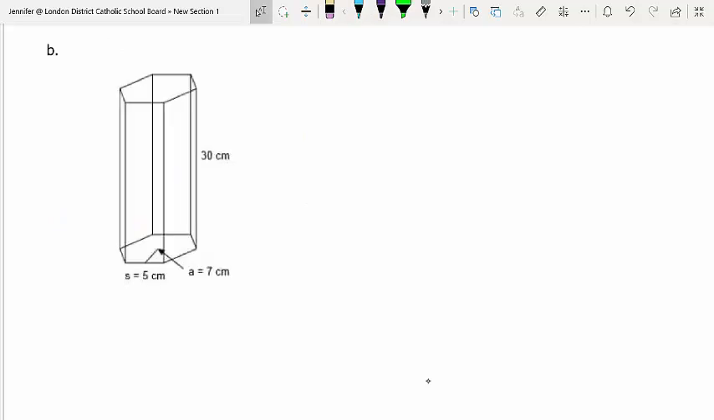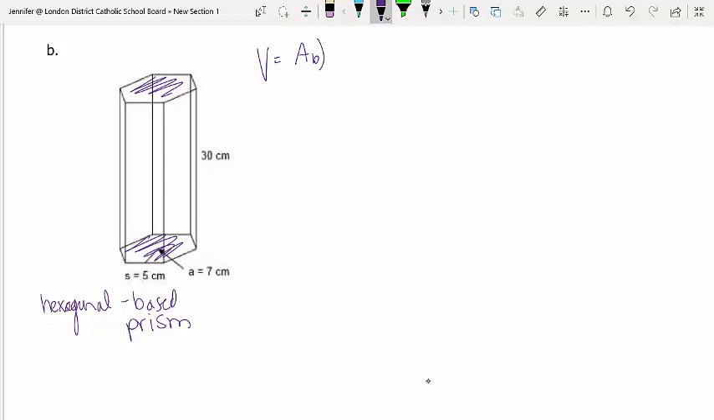All right, let's identify the base shape here. So what set of shapes are parallel and opposite to each other? This guy and this guy. So those are the base shapes. They are hexagons, so therefore this is a hexagonal based prism. And again, to figure out the volume of this hexagonal based prism, we use this formula: volume equals area of the base shape, whatever that may be, times the height of the entire prism.